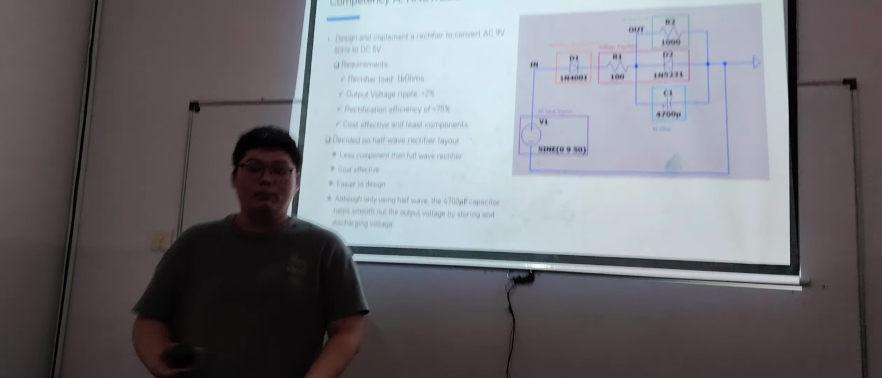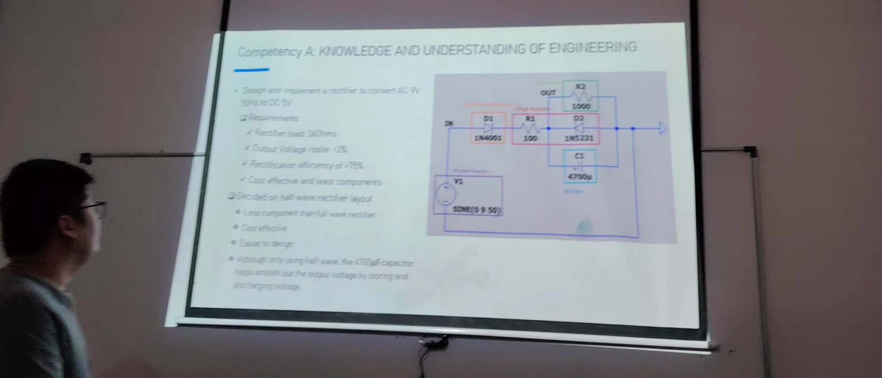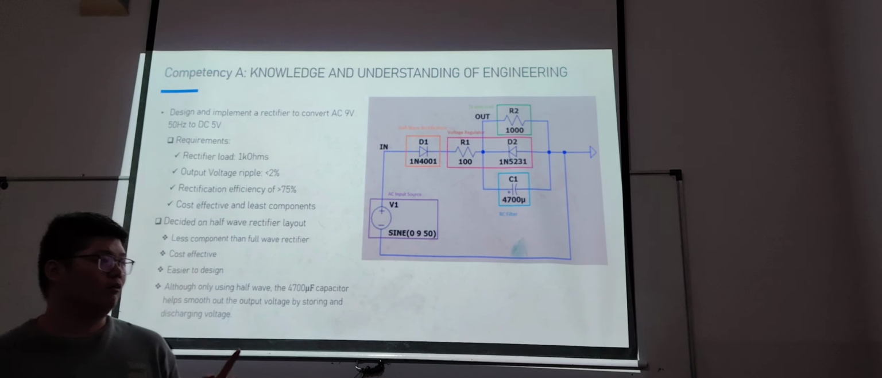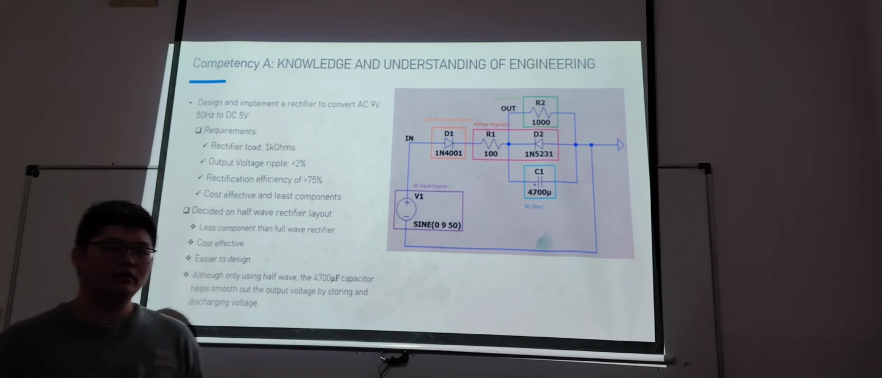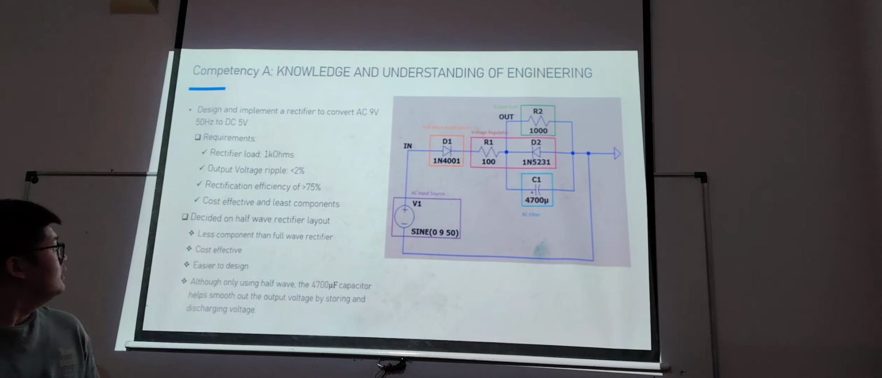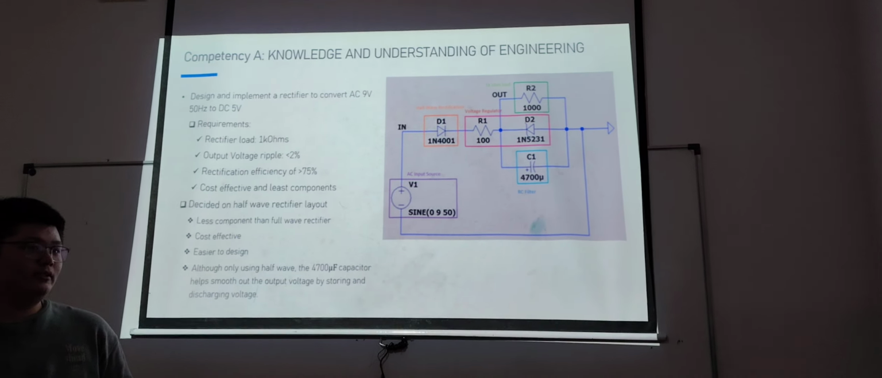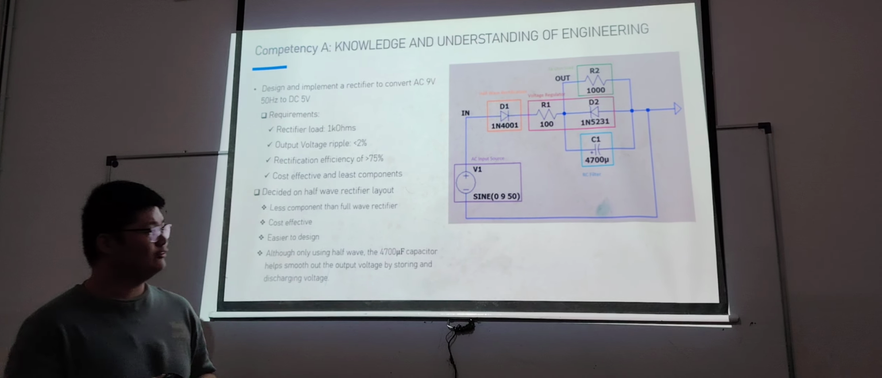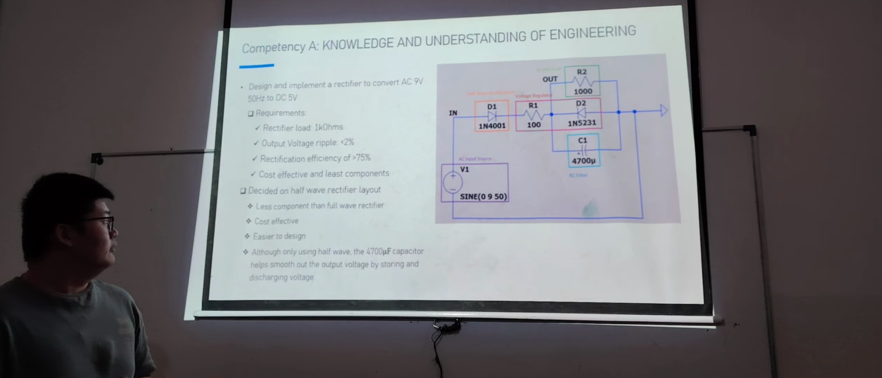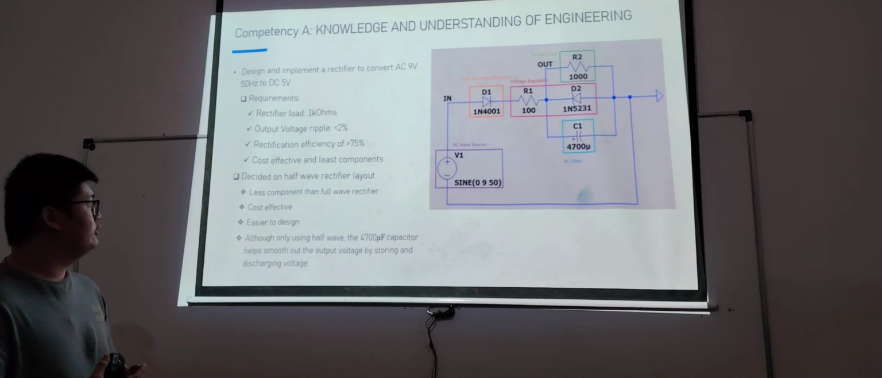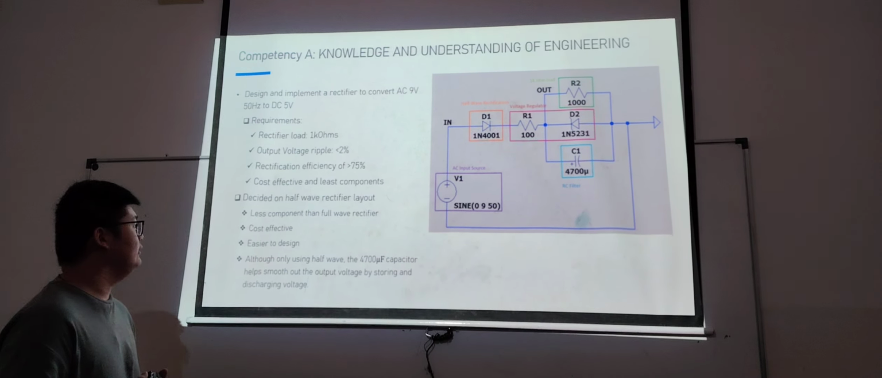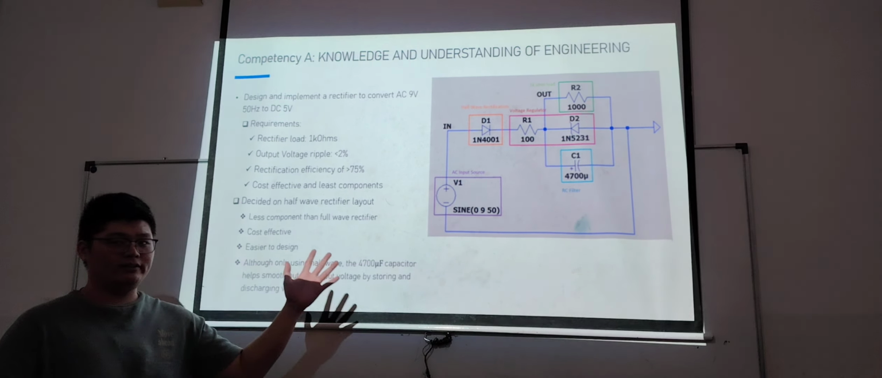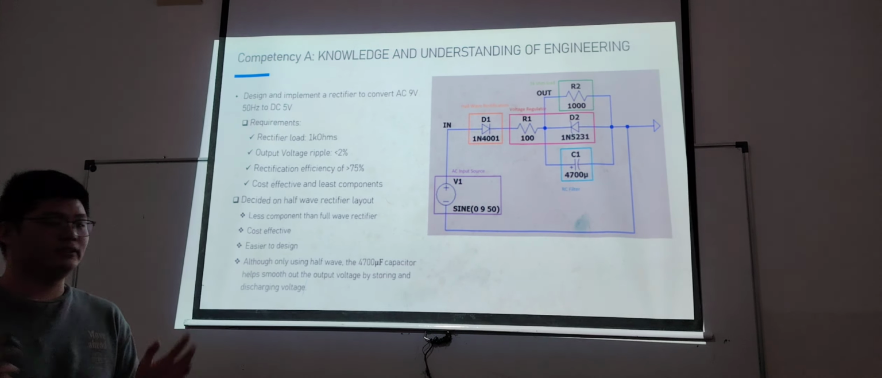Okay, so for competency A, I had to design and implement a rectifier which has to convert a 9 volt AC to 5 volt DC. For this one, the requirements are a 1000 ohms load, an output voltage ripple of less than 2%, a rectification efficiency of 75%, and it has to be cost effective and use the least amount of components.